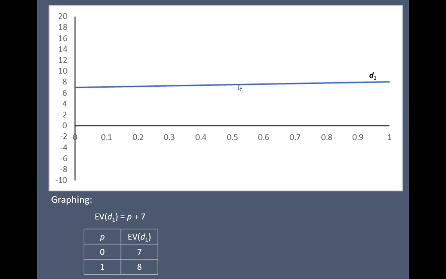Now I'm going to create the same thing for the expected value of D2 and D3. So our expected value that we found on the last slide of D2, the equation we solved was 9p plus 5. And similarly, I'm just going to plug in 2 x-coordinates, or the probability of 0 and the probability of 1 into that expression. So as I sub in 0, 9 times 0 is 0 plus 5. We get the value of 5.